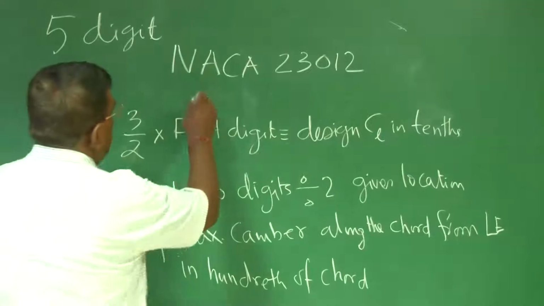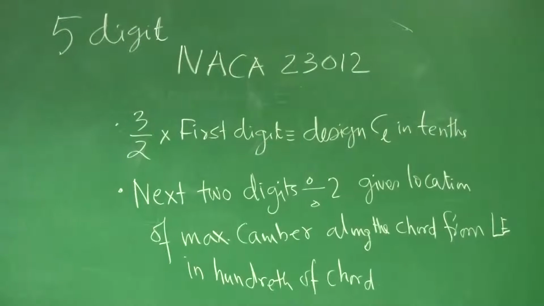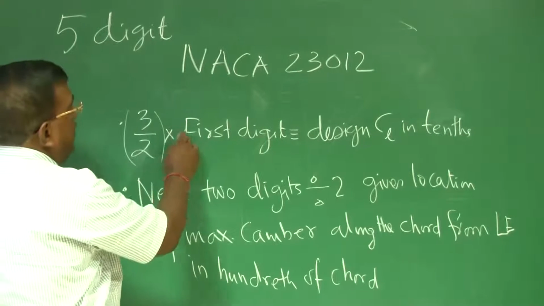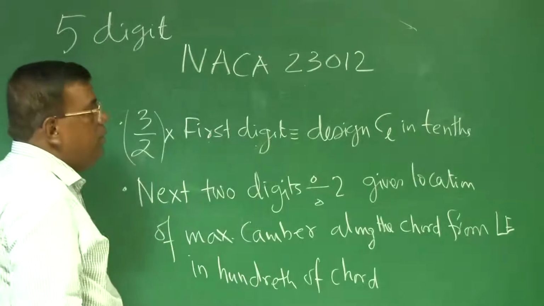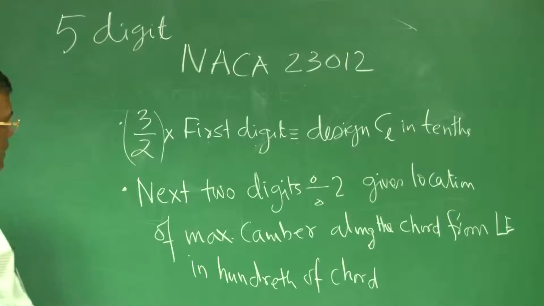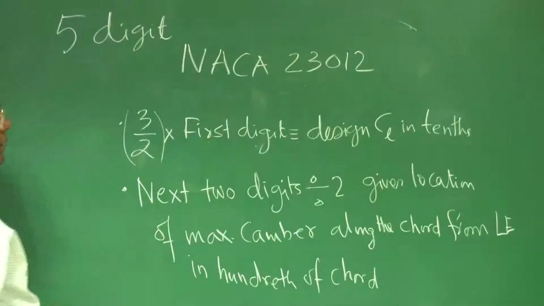You will find NACA 23012. How to read that? The guideline or the direction is that 3 by 2 multiplied by the first digit will give you design CL in 10ths. 3 by 2, first digit is 2, so 3, it will be 0.3.